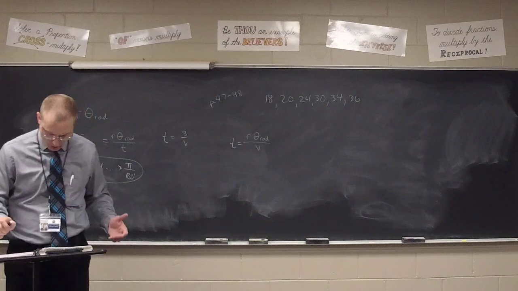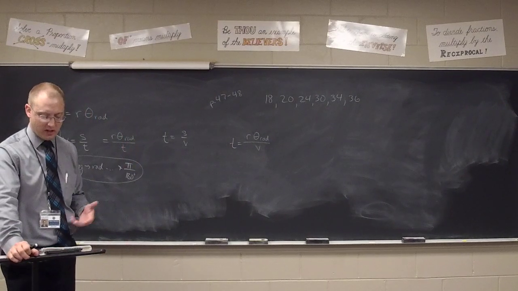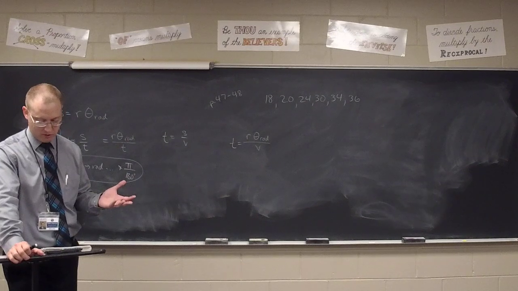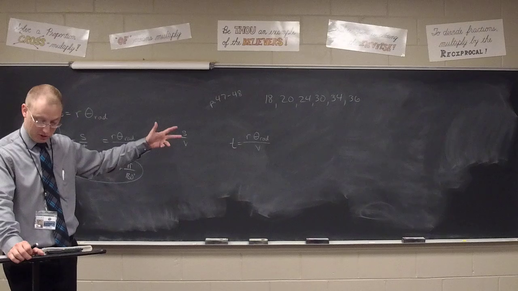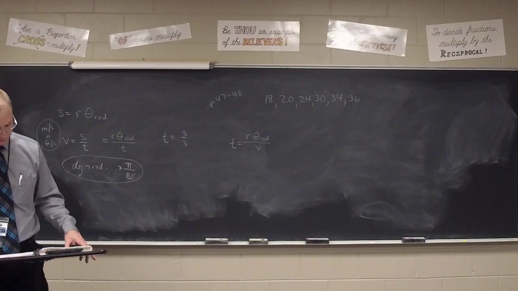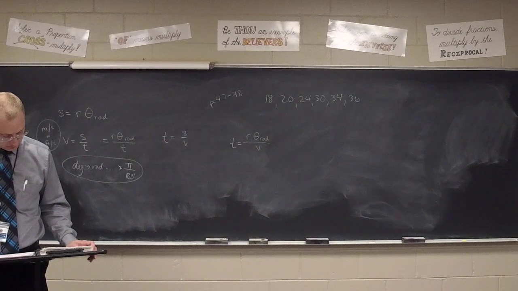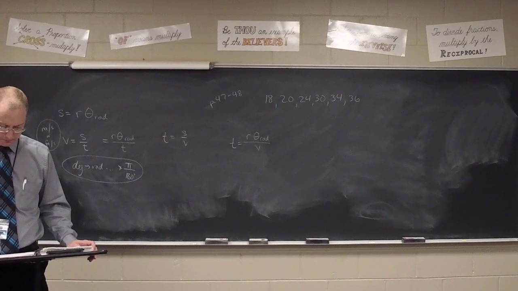And r is already in feet. Theta's degrees, but class, 180 degrees is what? 1 pi. Just pi, right? So pi becomes the theta rad, and the velocity is already in feet per second, so the feet and feet will cancel. What do we get for our answer on this one, Jamie? 368.49 seconds. Okay, how many sig figs?